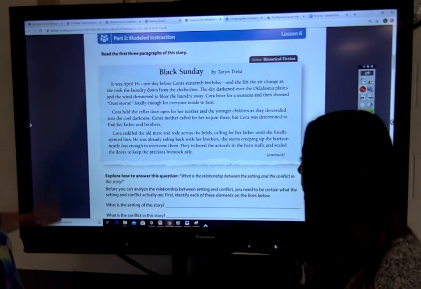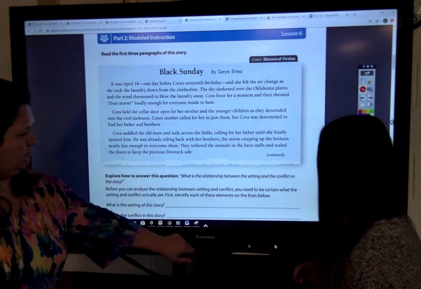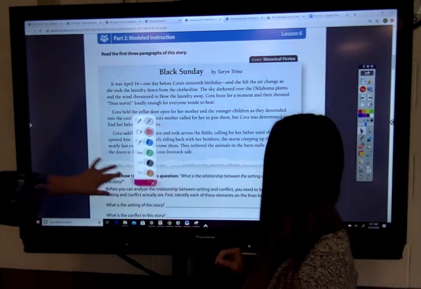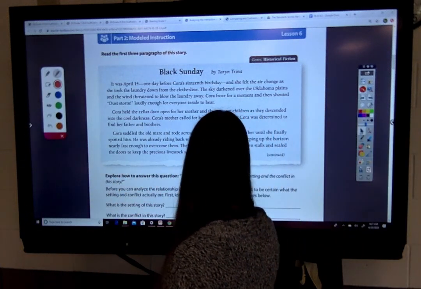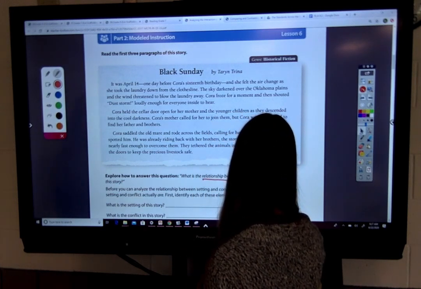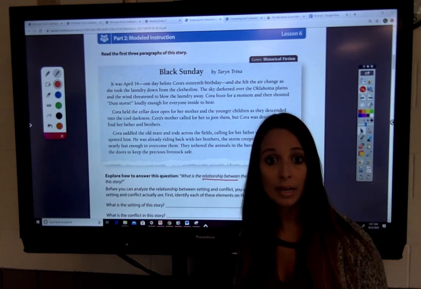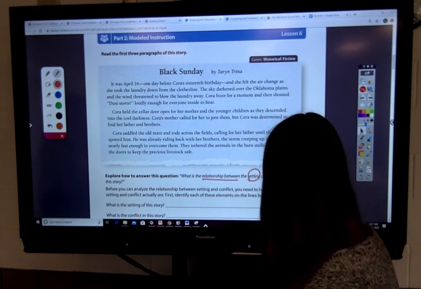So let's stop a minute. Let's look at this story. Let's look at the question. What is the relationship between the setting and the conflict in this story? So if you'll notice, we're looking for the relationship between setting and the conflict. In order to answer this question, I first have to know what is the setting and what is the conflict. Well, you've got to know what setting means.